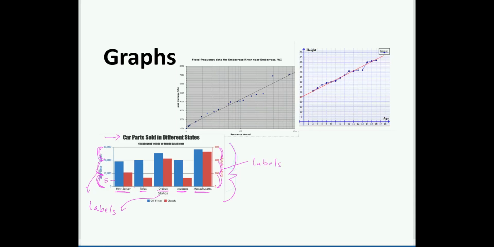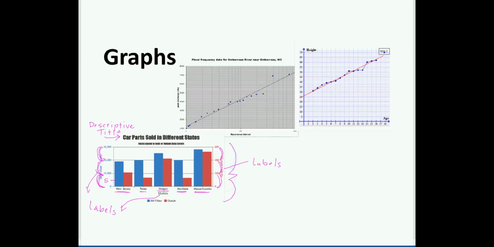You've got a title, which you need, and it's descriptive. It tells us what's going on in this graph. All we see is this title. We don't know anything else, but we know that this is about car parts sold in different states. So we didn't have to read the paper or anything like that. We know exactly what this graph is about because it has a descriptive title.